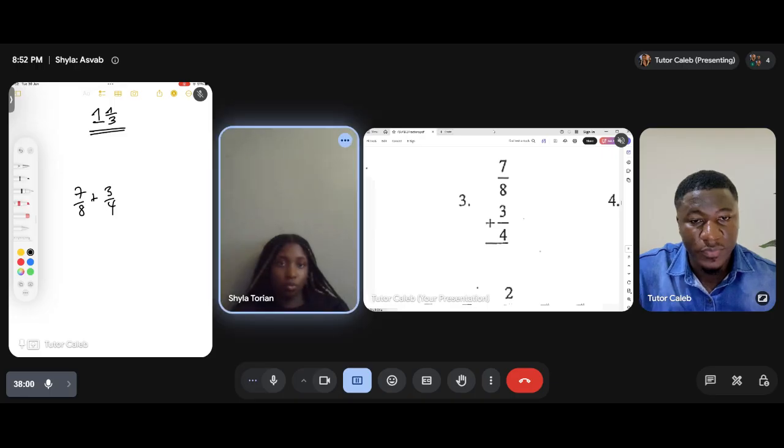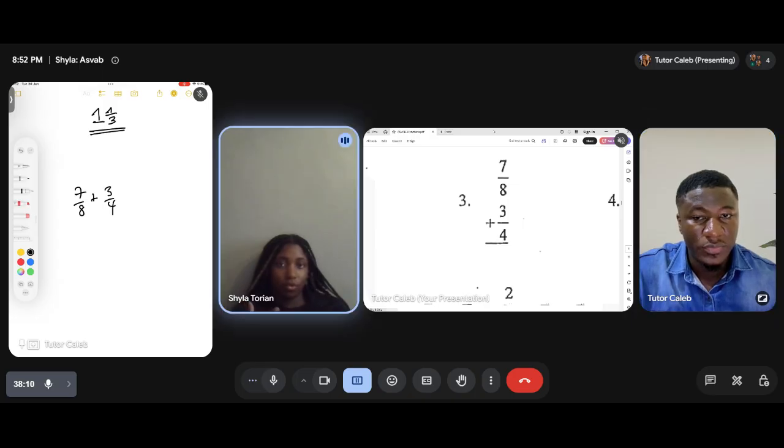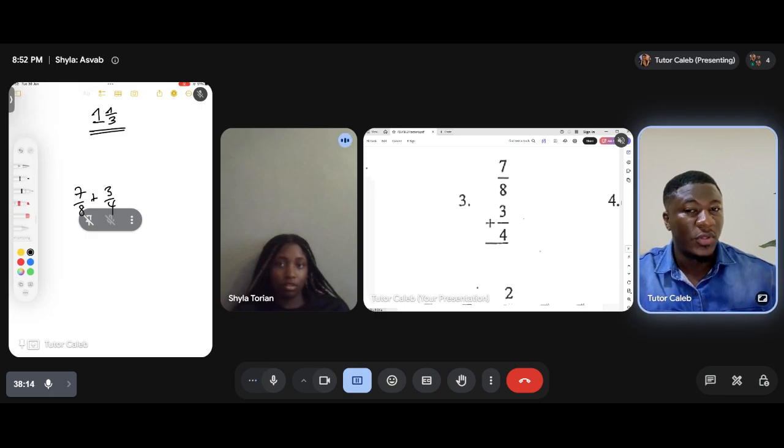Will be 1. You're allowed to write down. Don't try to solve everything in your head. 1.5. Okay? Do you think if you multiply 3 times 2, 6, 6 plus 7 is 13 over 8?